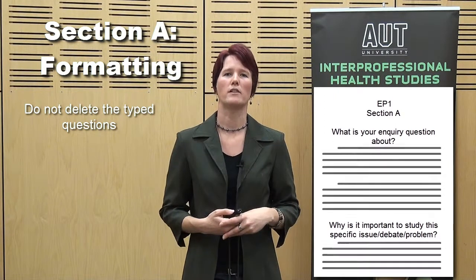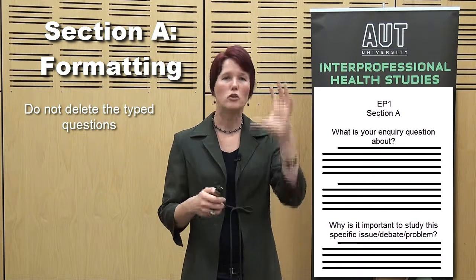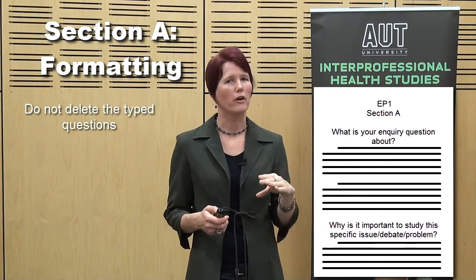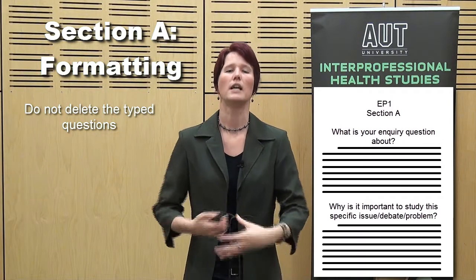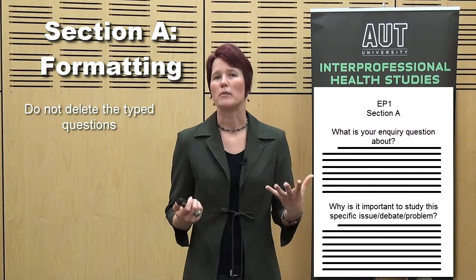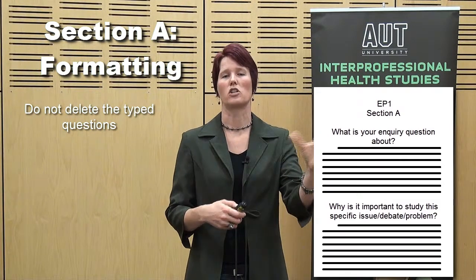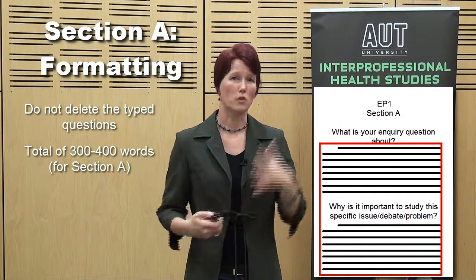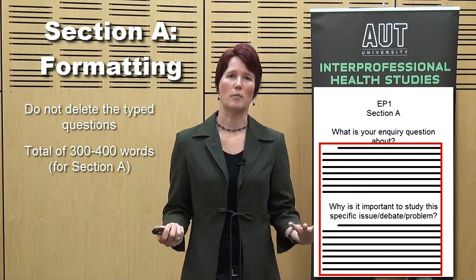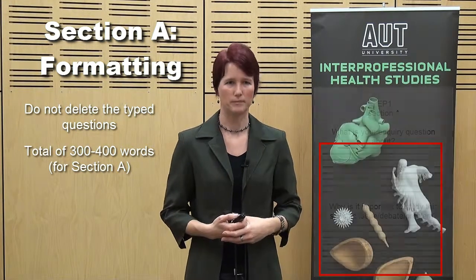So some formatting considerations for section A. You need to leave the typed questions where they are. Don't delete them as you write your answers. So we can see clearly what the structure is of these two sections. Whether you choose to have 2 paragraphs for the first question and 1 paragraph for the second, or vice versa, or an equal amount of information in both sections will depend very much on the topic that you're researching specifically. And it doesn't really matter to us if you have more information in one section or less information in the other. You have about 300 to 400 words in total for this whole section, so across both questions, and it's up to you how you want to distribute those words.